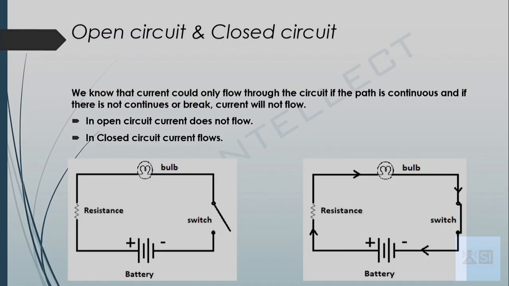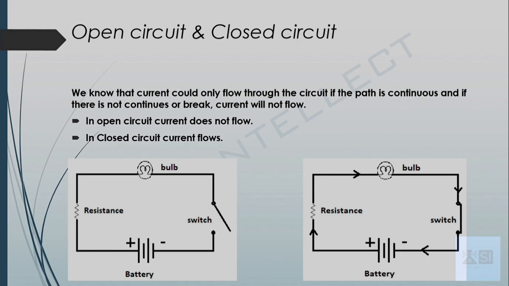So the first one is the open circuit. We all know that for a current to flow through a circuit, the path needs to be continuous. And if it is not continuous or some kind of breakdown is there, then current will not flow. From the first picture, you can see there is a switch which is in off mode. So the circuit is not continuous and the current will not flow. So this is the open circuit.